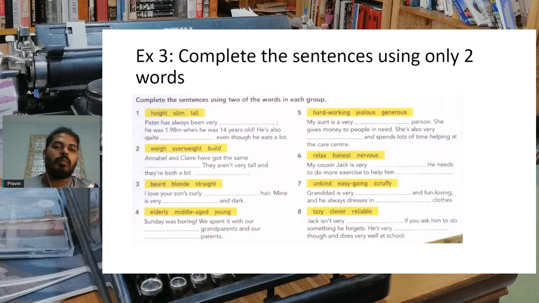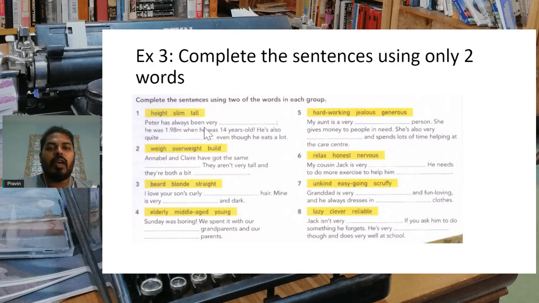We are going to try to do number 1. Peter, okay, we have height, ketinggian, slim, which is like thin, kurus, tall, which is tinggi. Peter has always been, he was 1.98 meters when he was 14 years old. He's also quiet even though he eats a lot. So even though ni is walaupun. So walaupun dia makan banyak, dia masih kurus lah. So obviously slim kat sini, slim.